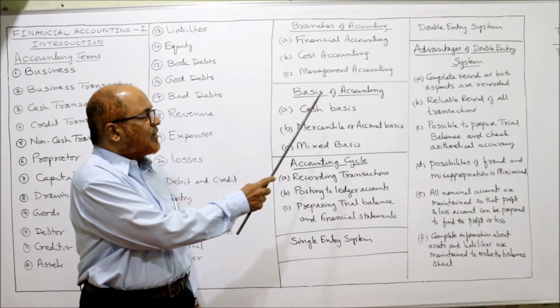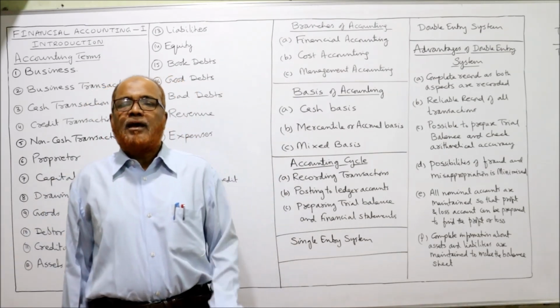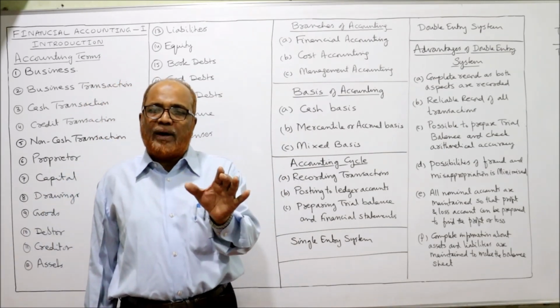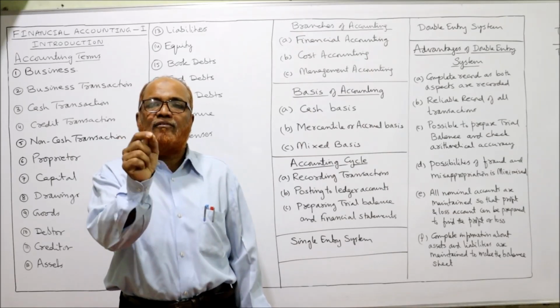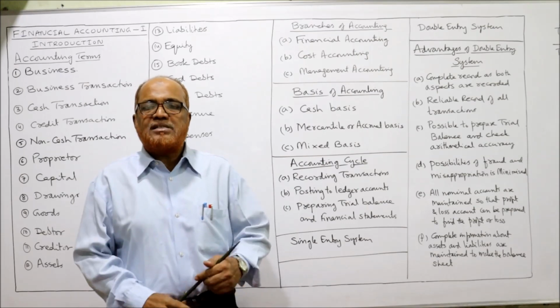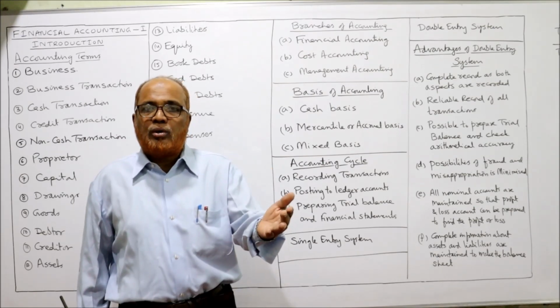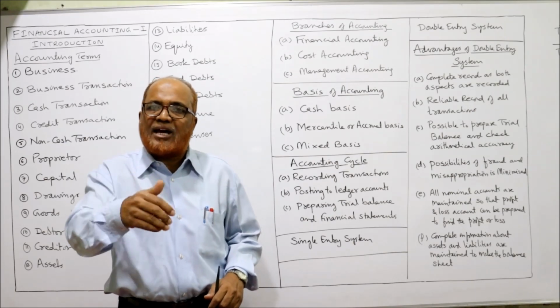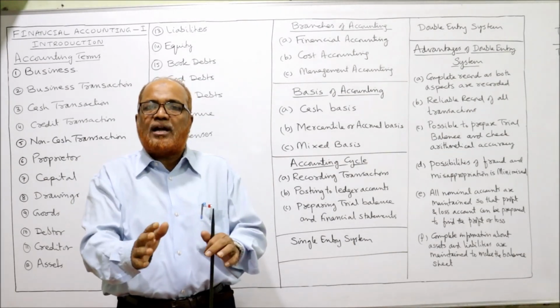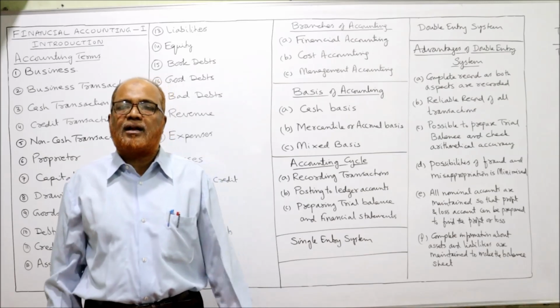The first basis of accounting, cash basis. It is that basis of accounting where only cash receipt and cash paid will be recorded. That means if any cash is due, it will not be recorded. If cash is not received or cash is not paid, outstanding amounts not recorded at all.